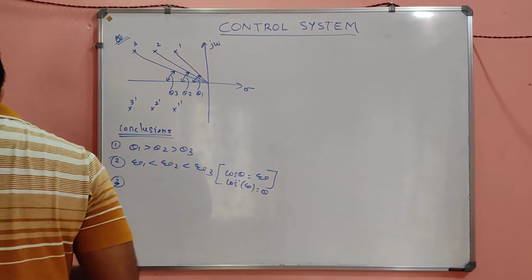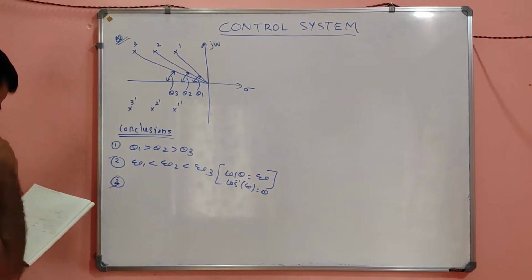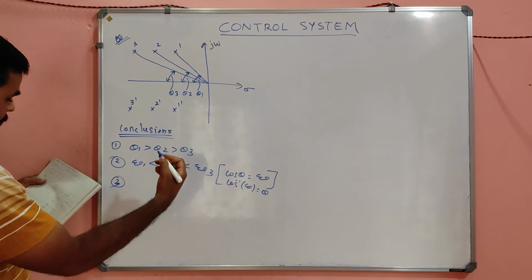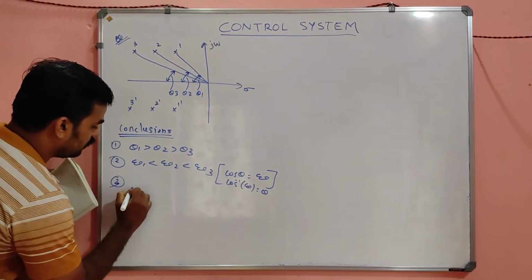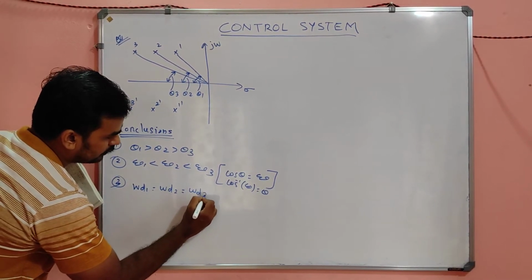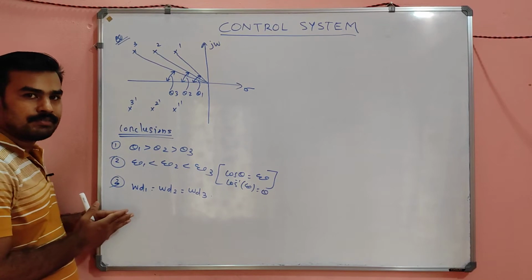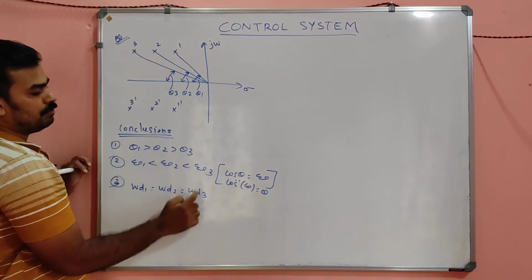And another third conclusion you can make. Overshoot or undershoot will be simply okay. Next one, omega d1 equal to omega d2 equal to omega d3. That means the damped oscillation for the first pole will be equal to the damped oscillation of the second pole, which will be equal to that of the third pole.